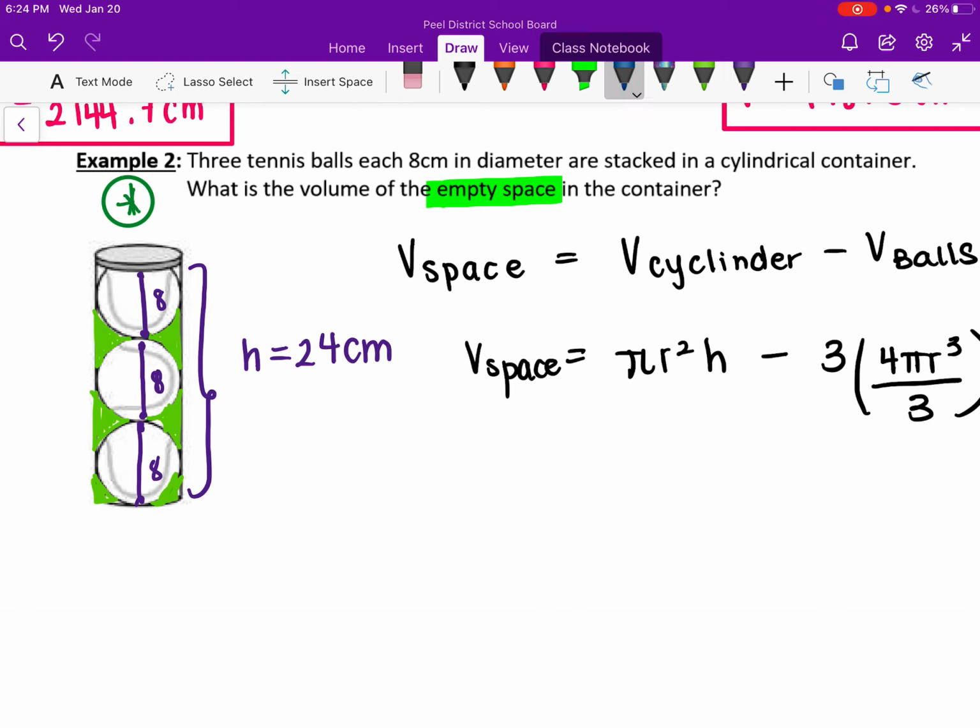I also know across, because the diameter is the same at the top and the bottom, across it's also 8 centimeters, and they seem to be fitting end to end as well. So the diameter of the cylinder, they're fitting pretty snug, is also 8 centimeters. Okay?